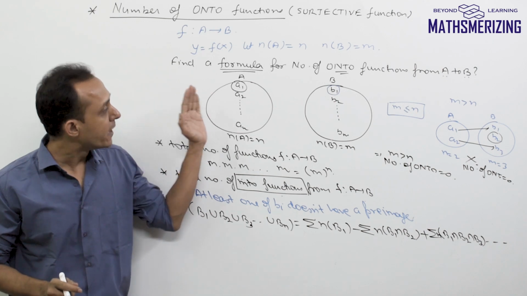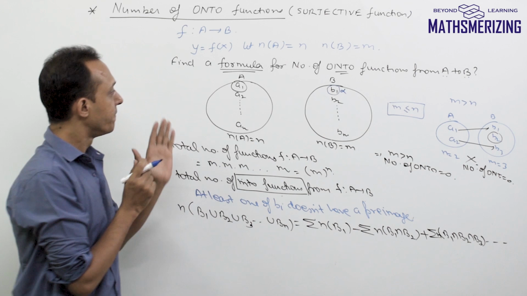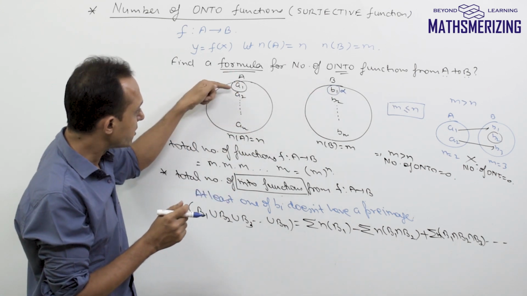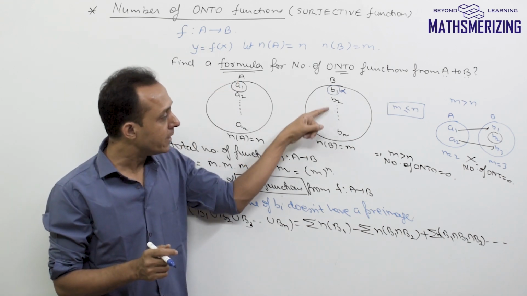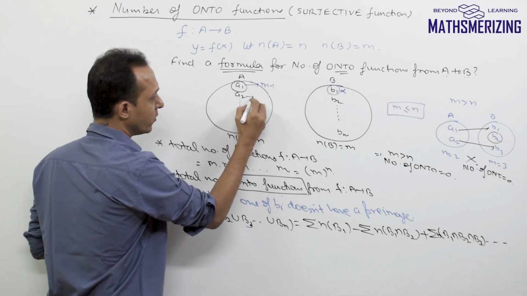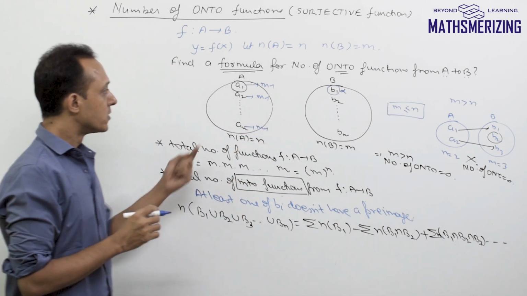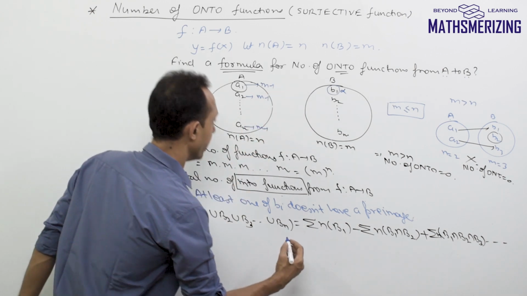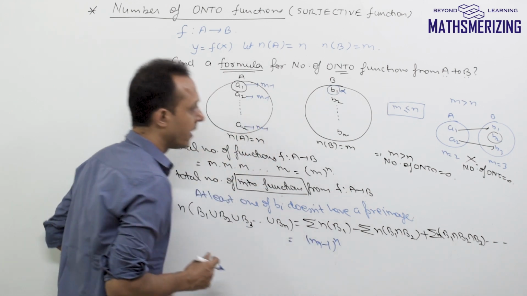Now how many functions can be defined from A to B so that B1 doesn't have a pre-image? That is, how many functions can be defined so that B1 doesn't appear in the range? So each of these elements A1, A2 and An must find an image from B2 to Bm. So for A1, we have m minus 1 choices. For A2 again, m minus 1 choices, and for An again m minus 1 choices. So the total number of functions from A to B which doesn't include B1 is simply m minus 1 to the power n.